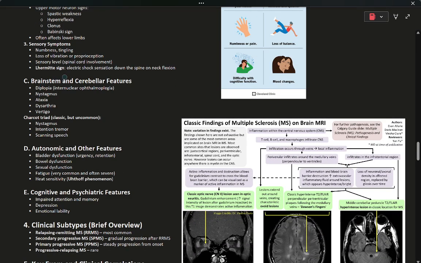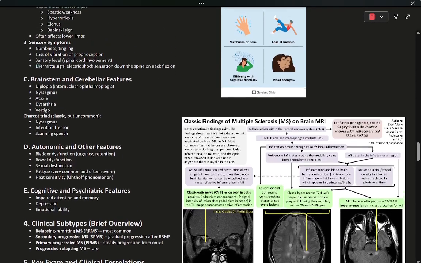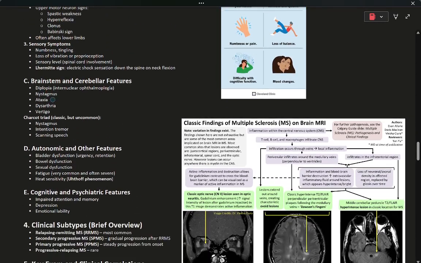Then we have the brainstem and cerebellar features in multiple sclerosis. So, the first one being double vision or diplopia, and this is due to the internuclear ophthalmoplegia. We also have nystagmus and ataxia, or loss of central coordination, dysarthria, or pain upon movement of the jaw.